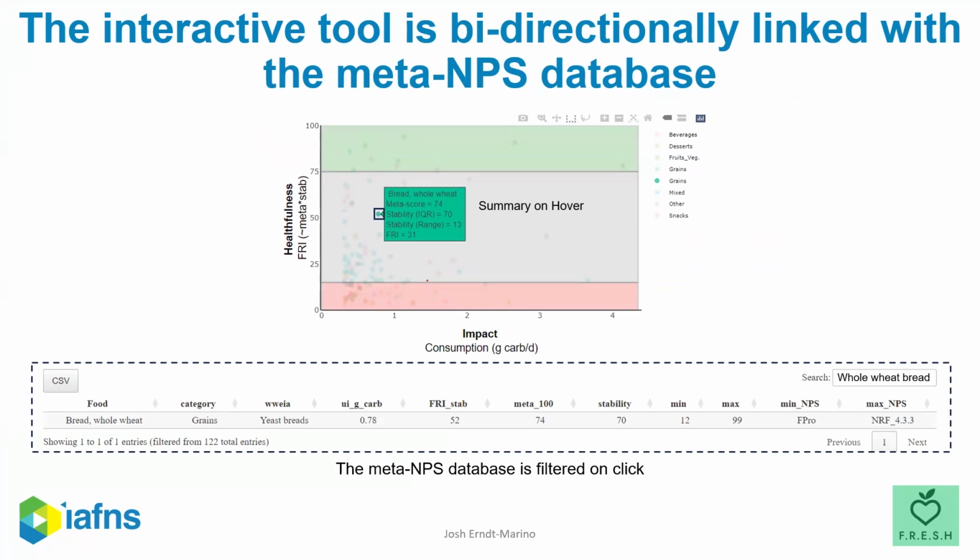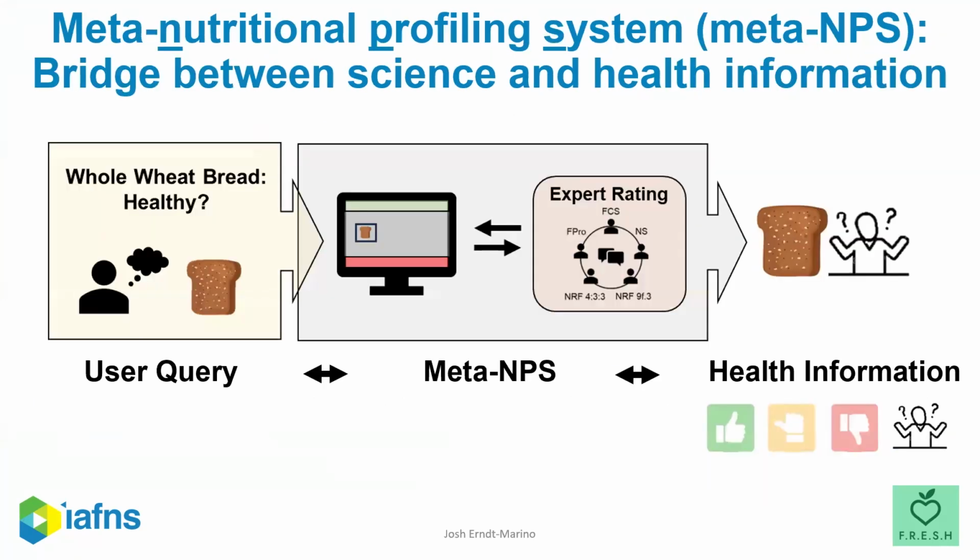It's filtered on click. And to summarize, we've introduced the meta-NPS as a bridge between science and food health information. A user can query this tool with a number of questions about specific foods, which references in the back end a harmonized, consensus-driven expert rating database before returning the relevant healthfulness attributes specific to that food and their research question.